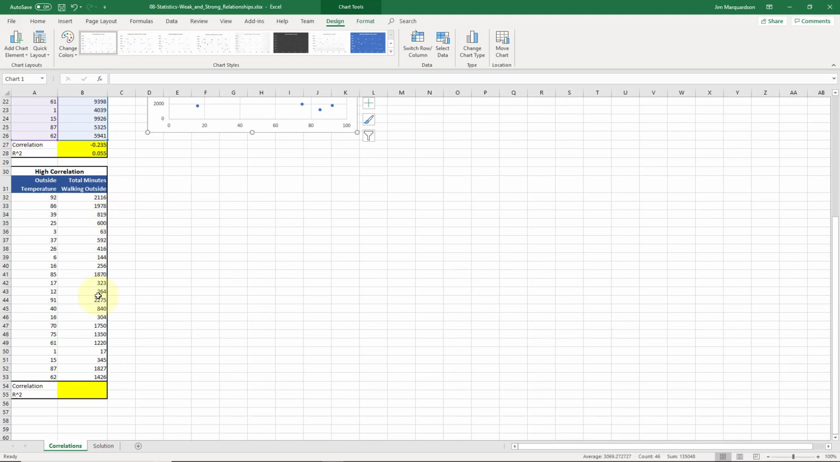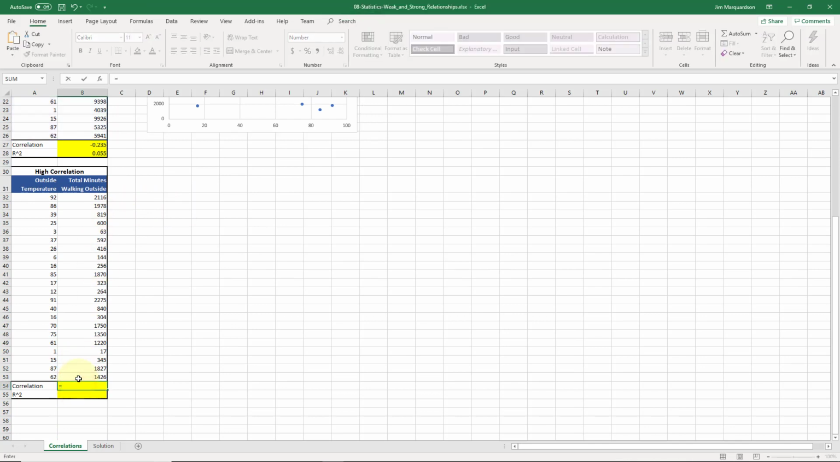Let's take a look at this next example. So we're going to do another correlation, equals CORREL. The outside temperature will be array one, hit the comma. Total minutes walking outside will be array two. And the correlation there is very high.